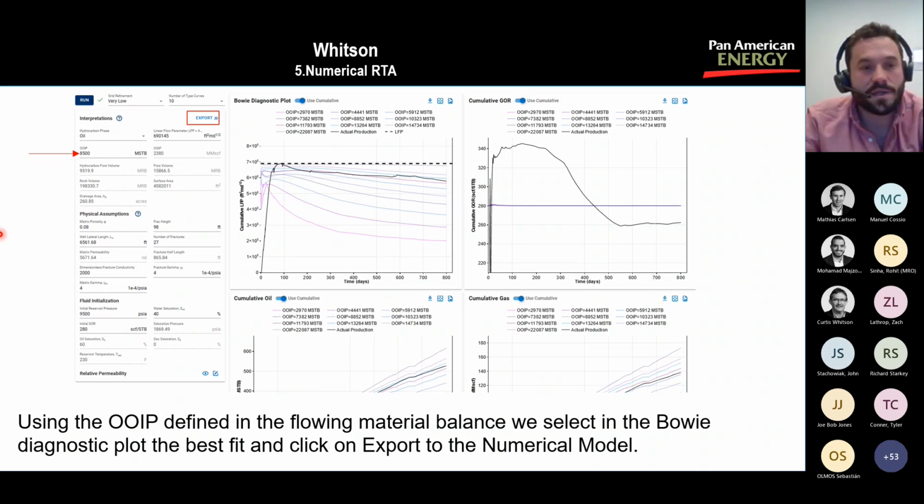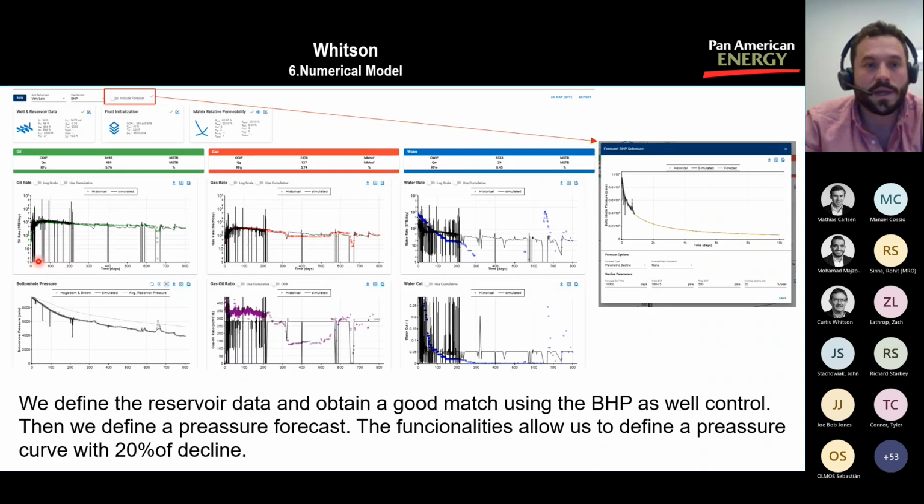Also, we define our well physical assumptions. Once we have these assumptions, we start working in the numerical model. We send this with the export option to our numerical model. As we can see in the history, we have a pretty decent match. It's really good.